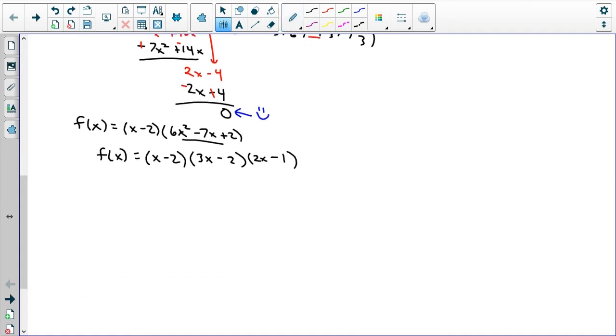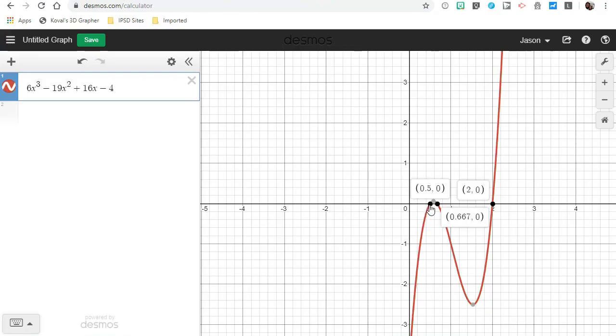So my final answer for this problem would be x equals 2, 2/3, and 1/2. And if I wanted to write them as x-intercepts, it would be (2, 0), (2/3, 0), and (1/2, 0). I see that I have intercepts at 1/2, 2/3, and 2.